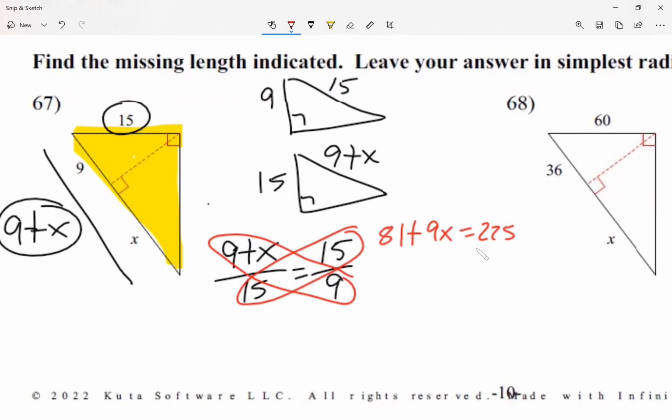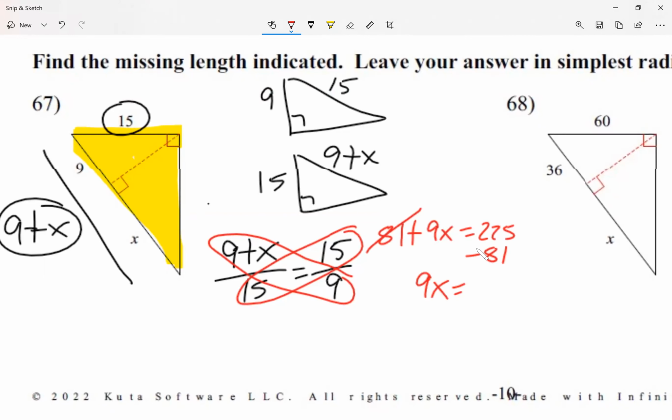The rest is just algebra, right? To get the 9x by itself, let me move the 81 over. Instead of positive 81, let me move it as a minus 81. Don't forget to switch the sign. So I get the 9x is equal to 144. Right, 225 minus 81 gave me 144. Now to get the x by itself, let me divide by 9. 144 divided by 9 is 16. All right, so x equals 16. Not bad.